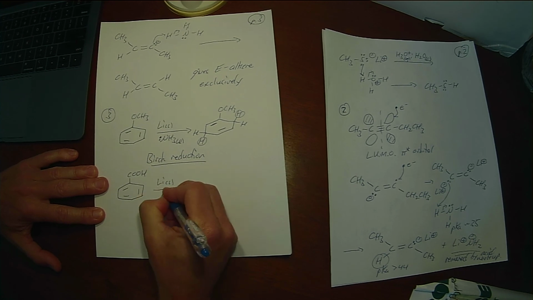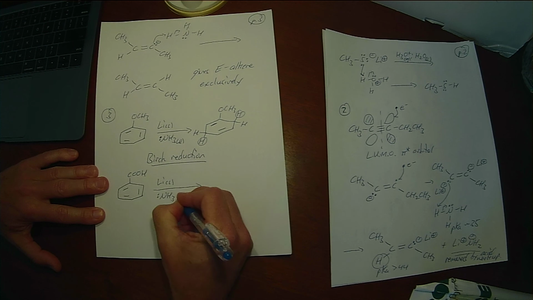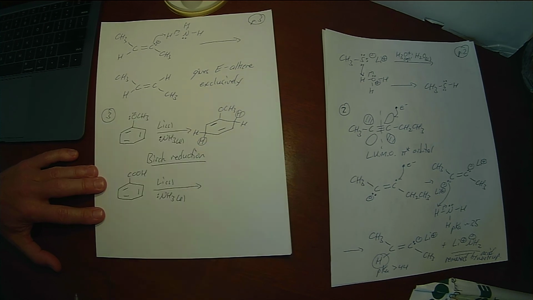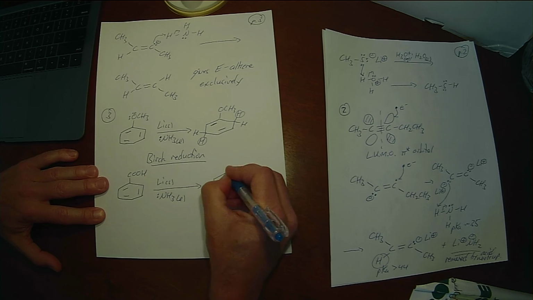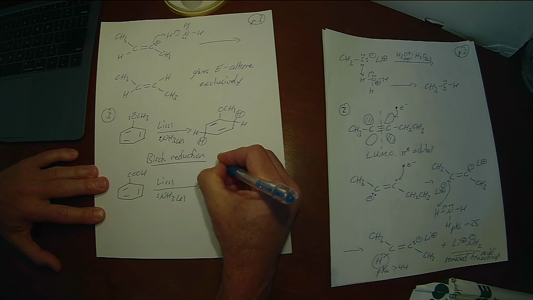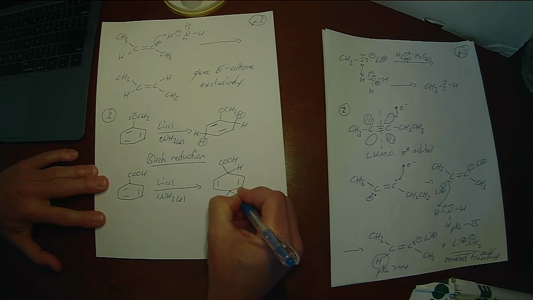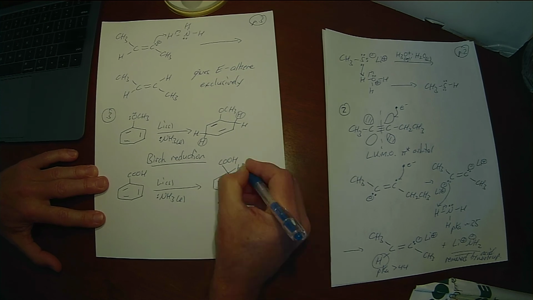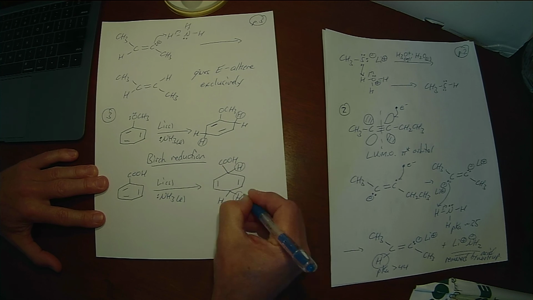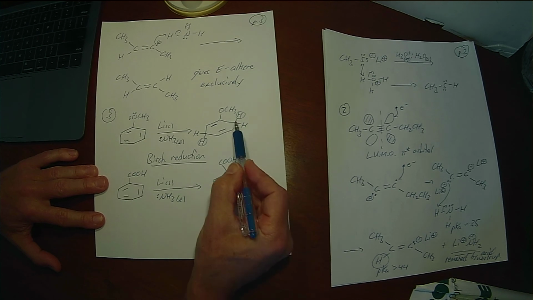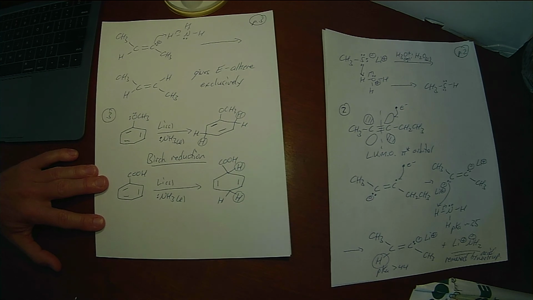So if instead of having this group with lone pairs, which is electron donating, I've got this carboxylic acid, which is electron withdrawing, the double bonds actually go into a different place. So we've still added hydrogen across the double bond, but in this case we've added it to position 1 and position 4, whereas here we add it to position 2 and position 5.